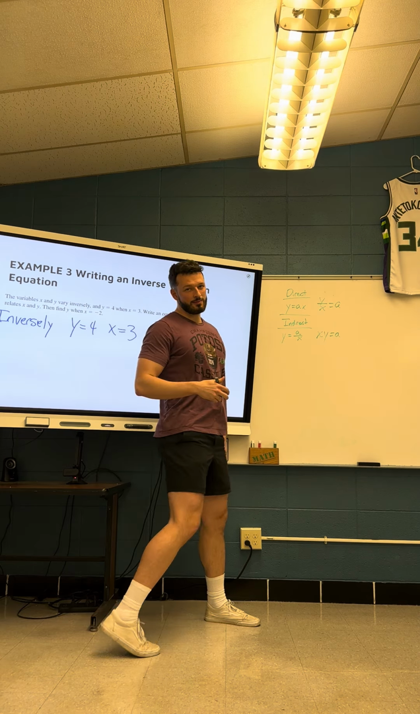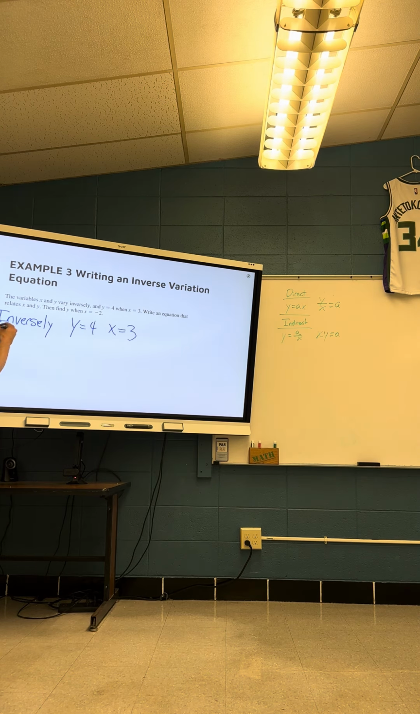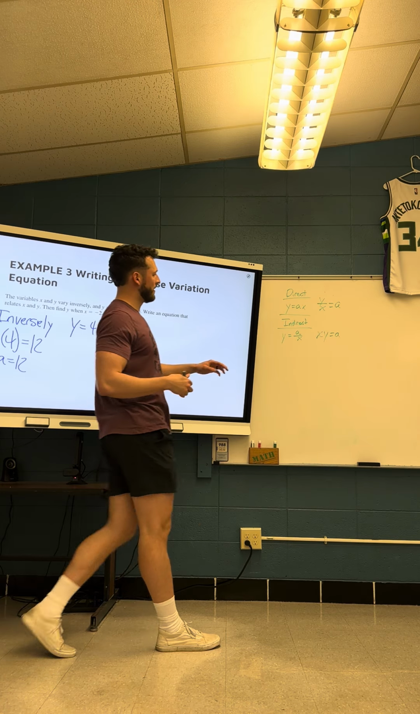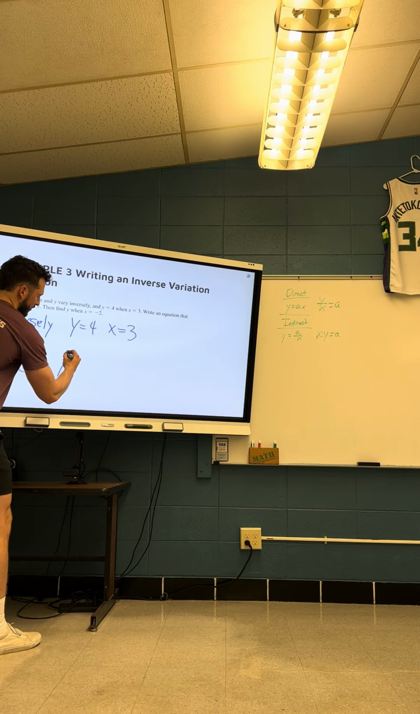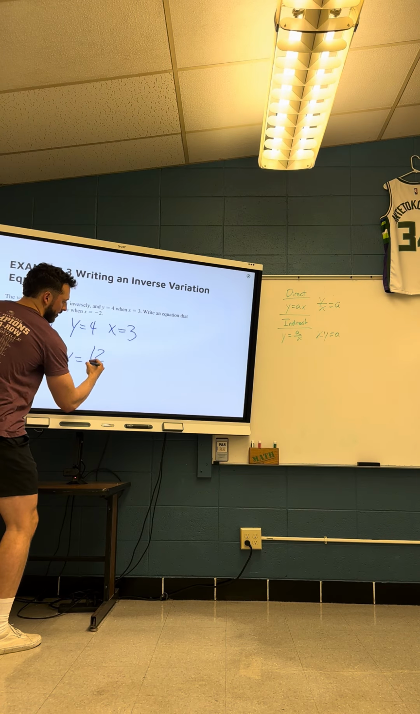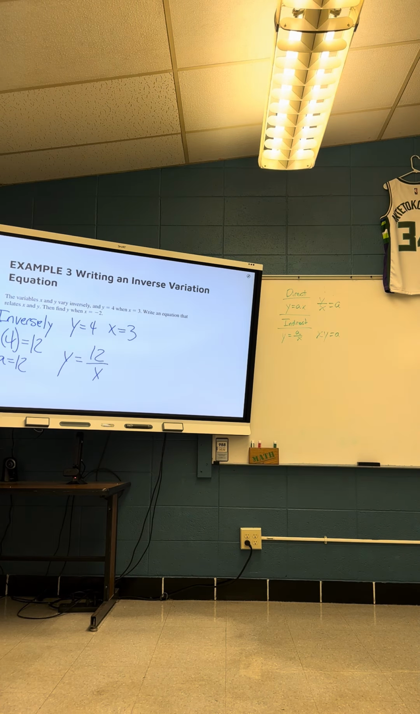We're going to use x times y equals a. So in this case, we're going to take 3 times 4. That equals 12. So a equals 12. Maybe I'll just write that there too. A equals 12. So if we're going to write our equation now for indirect variation, y equals 12 over x.